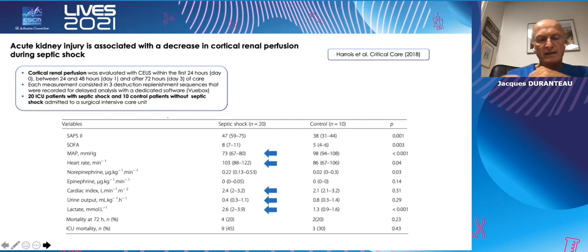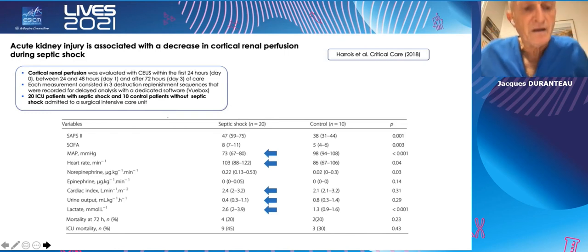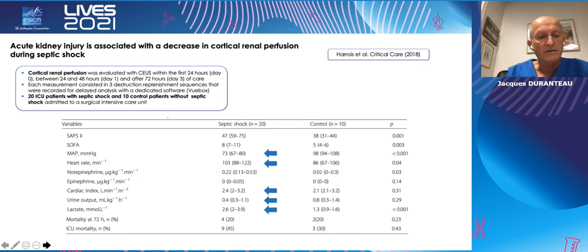You can see that all these patients were resuscitated. We have restoration of mean arterial pressure, restoration of cardiac index. There is still an increase of lactate, but the patient appears to be optimized. All these patients had norepinephrine.